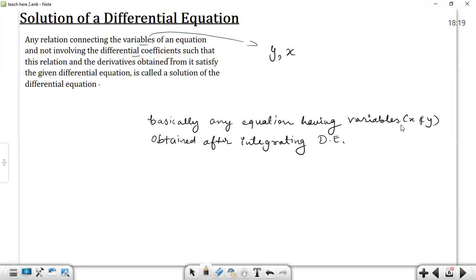Basically, it is any equation having variables, obtained after integrating the differential equation, and it must not have derivatives or differential coefficients, as mentioned.